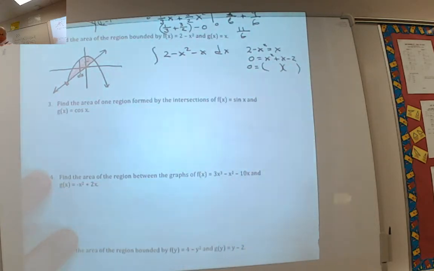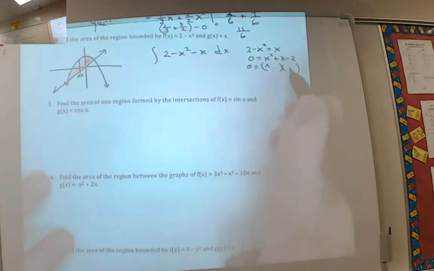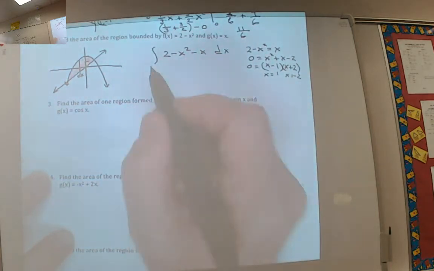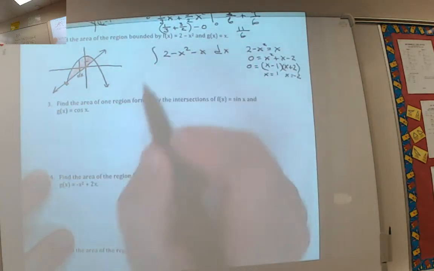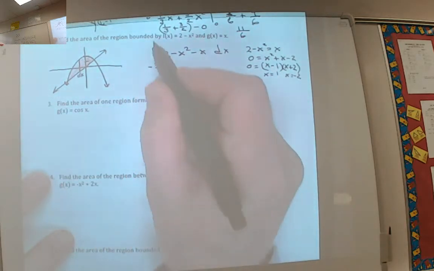So since this is a calculator-free one, it's got to be factorable. Logan, can you factor that? X minus 1, you said? Yeah, minus 1 and then x plus 2. So here x is equal to 1, and here x is equal to a negative 2. Would you agree? Yeah. Okay, on this integral, where does a negative 2 go? Bottom. Okay, because that's the smallest number, and this goes on top.